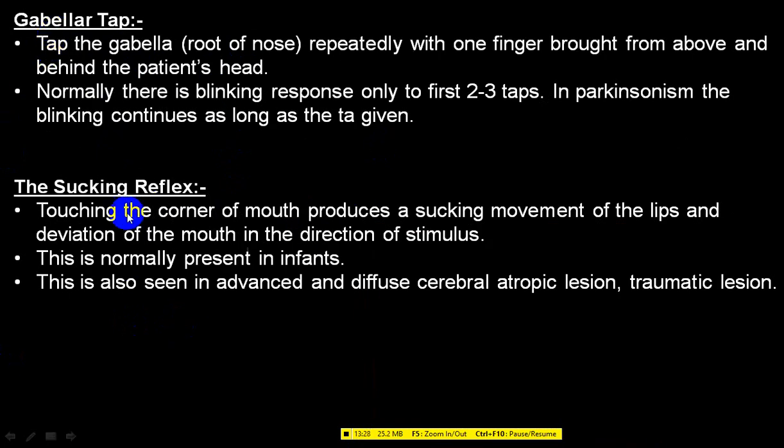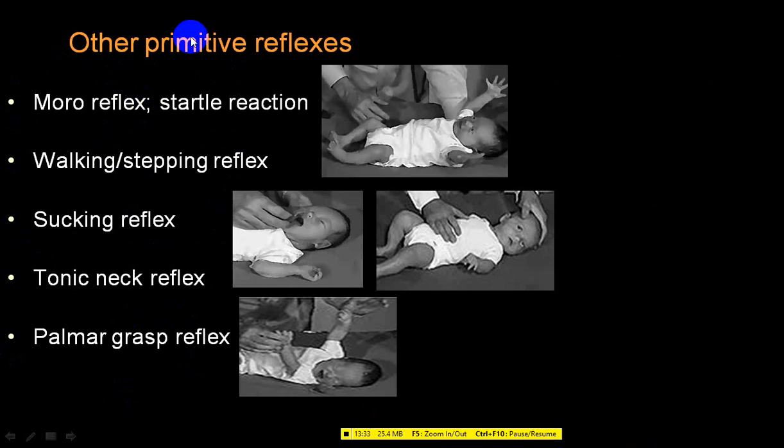Then glabellar tap, sucking reflex, etc. These are primitive reflexes. Sucking reflex, tonic neck reflex, palmar grasp reflex. These are some of the primitive reflexes which are elicited in newborn children and younger children.